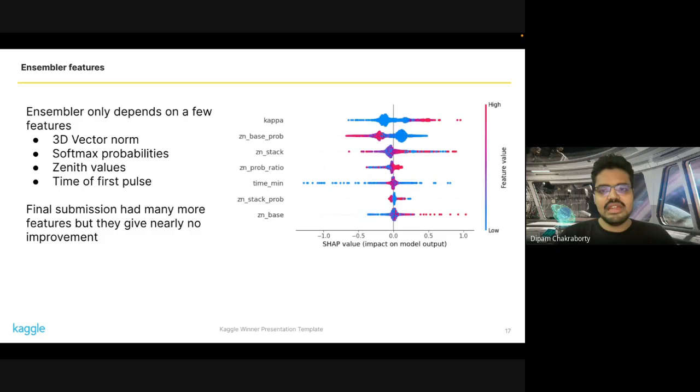And later, when I was checking what the features were that were helpful, it does seem that it looks at the kappa and the predicted probability of the base model, where we can use the softmax values as a proxy for the probability values. And it's looking a lot at those values itself.